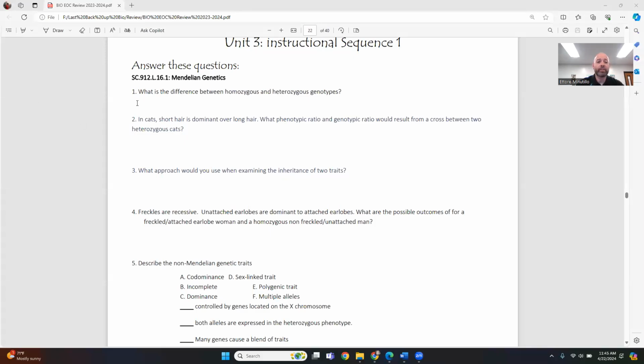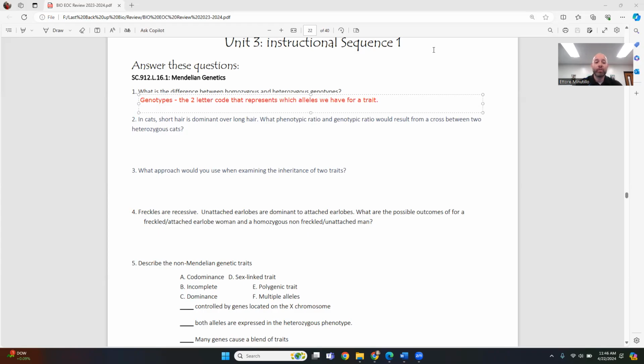All right, we start out with our first question here. What is the difference between homozygous and heterozygous genotypes? Well, let's reference a couple things here real quick. First, we will make note of the fact that genotype is referring to the two-letter code that represents which alleles we have for a certain trait.